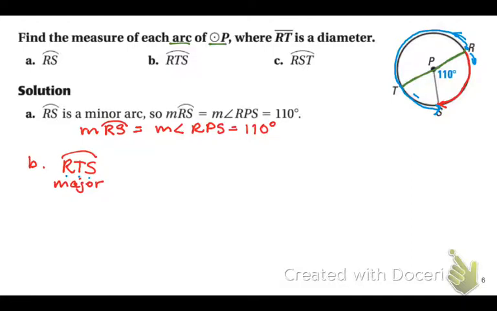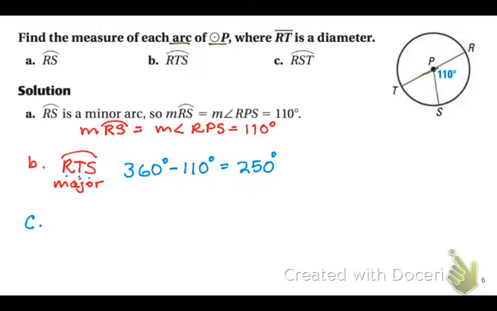And how am I going to find that? I'm going to take 360 degrees, the measure of my circle, the total, and subtract that minor arc, 110 degrees, which is equal to 250 degrees. Pretty easy.